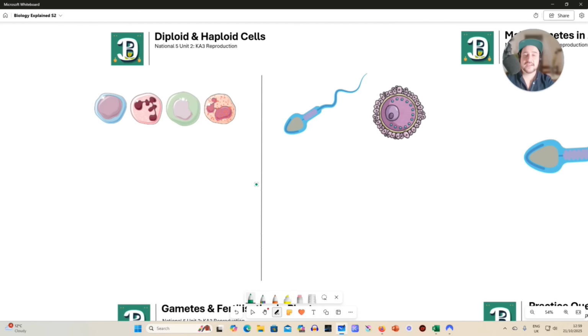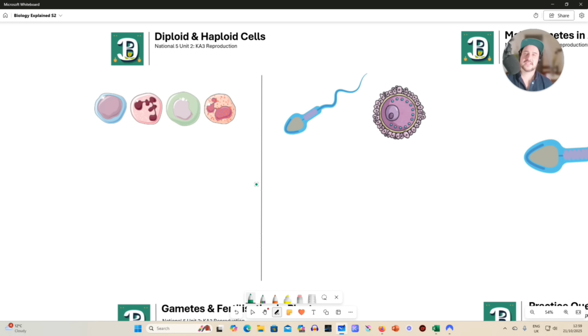Okay, so without further ado, we're going to go and launch into looking at the structure of gametes and how they work. So let's get started then on Key Area 3 of Unit 2, where we're looking at reproduction, particularly about fertilisation and the cells that are involved in this process.